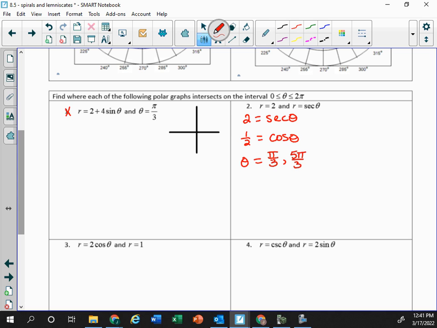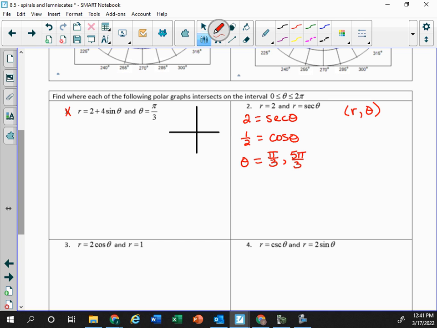Again, think back to algebra. When you solved systems, your answer was an ordered pair, right? An xy, like you found the point where they intersected. We need the points where they intersect. So we need an r and a theta. So how could I find r? They gave it to you.